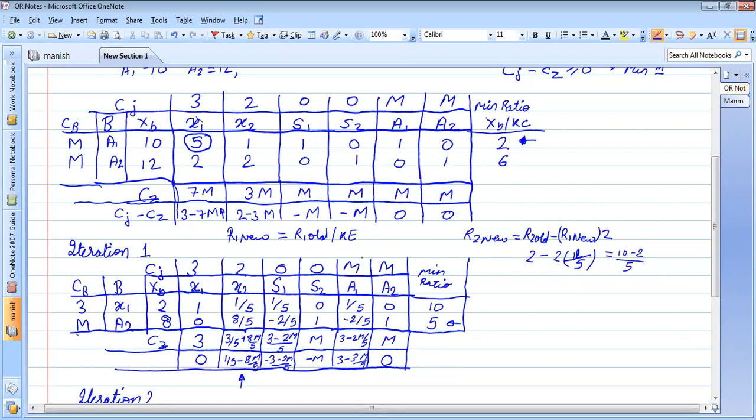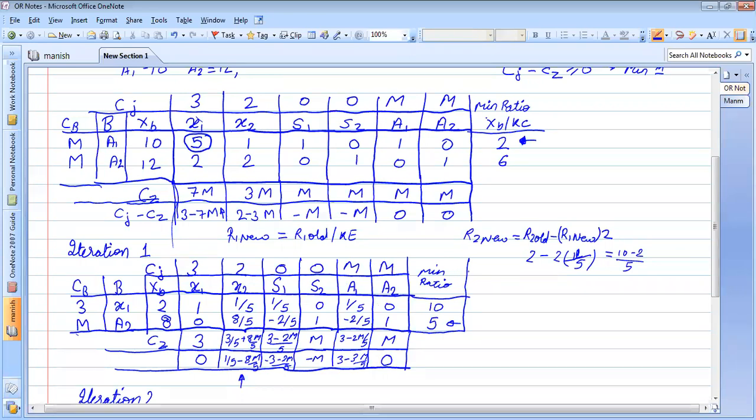So xb becomes 10 by 5, which is 2. Then 5 by 5 is 1. 1 by 5 is 1 by 5. 1 by 5 is 1 by 5. 0 by 5 is 0. 1 by 5 is 1 by 5. 0 by 5 is 0.